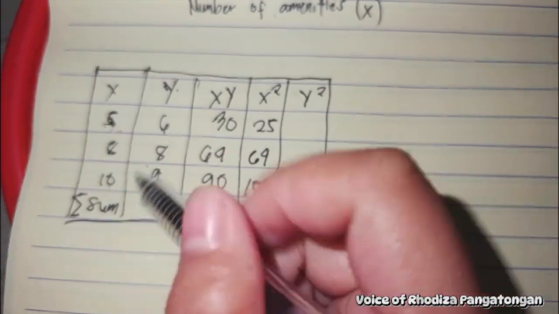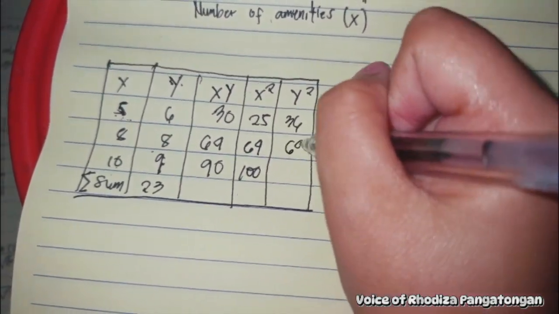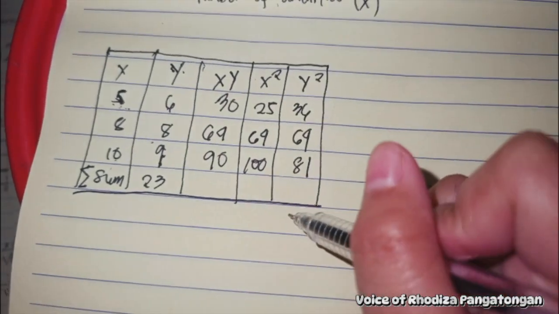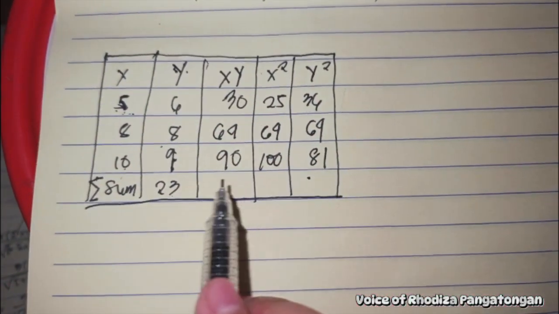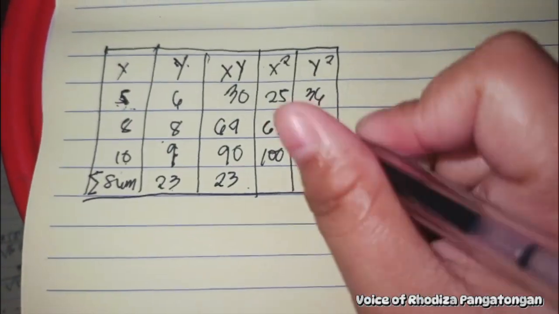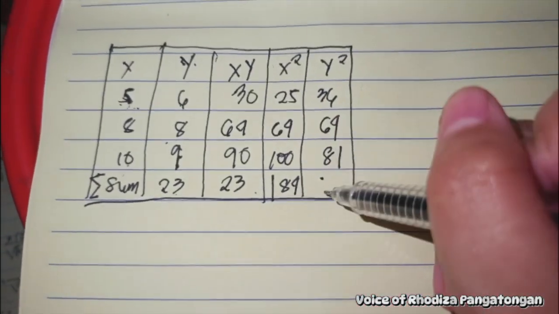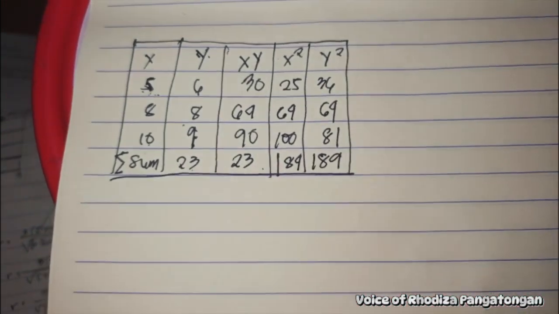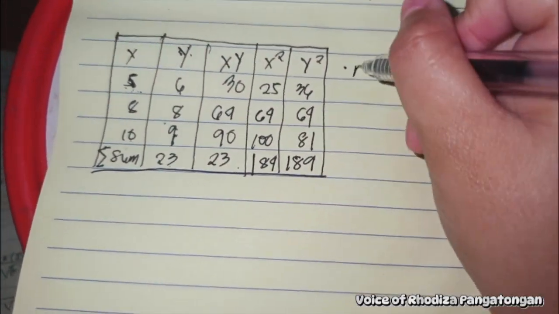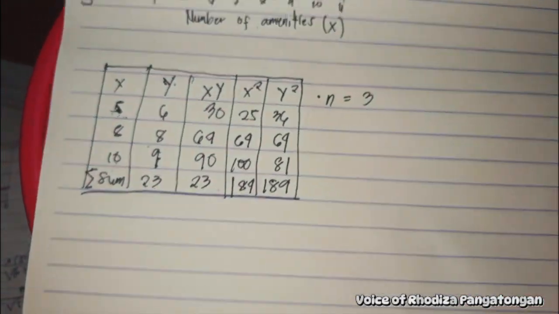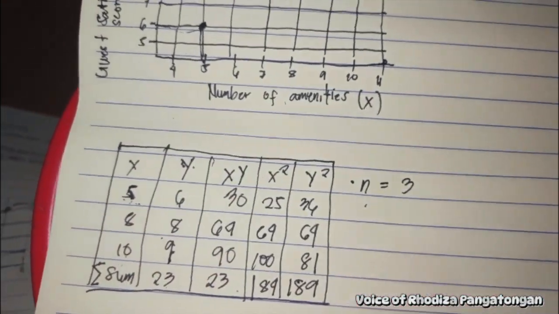Before we proceed, let us add this here. We're going to add this and it will result in 23, and also 64, 81. We're going to copy 23 here, and then let's add this in total. We have 184, and also this we will add, 189. So n equals 3, because we have 3 dots here.